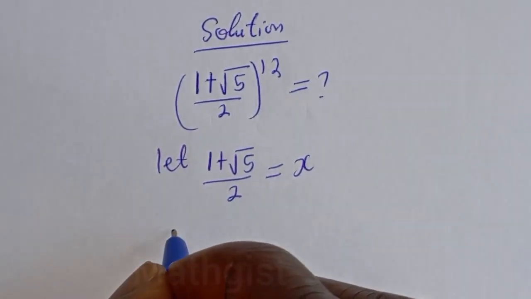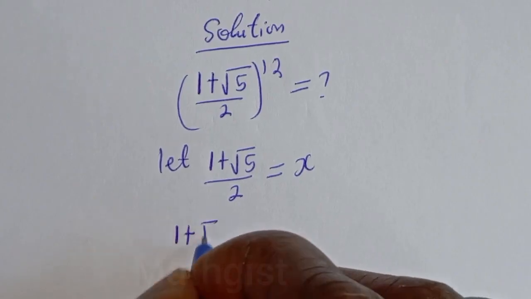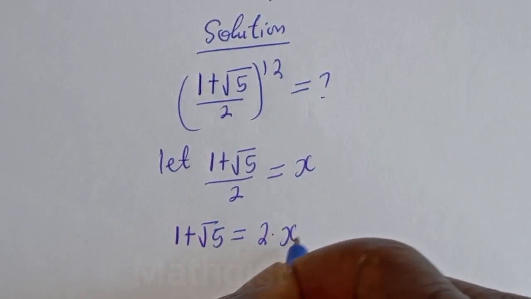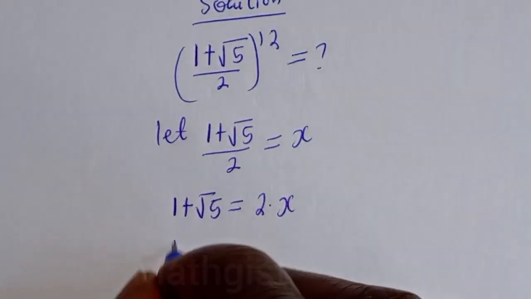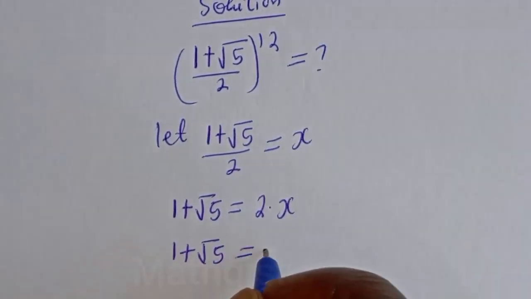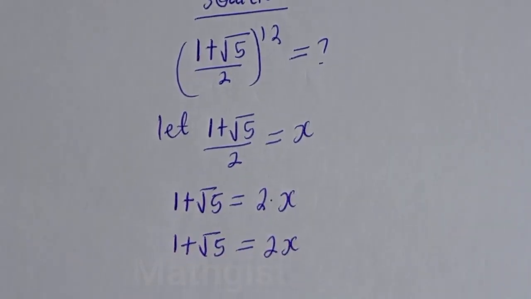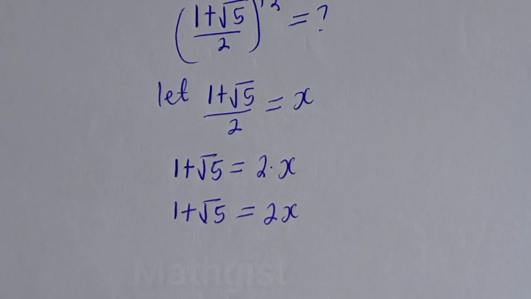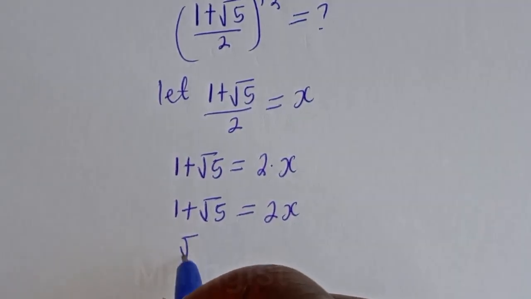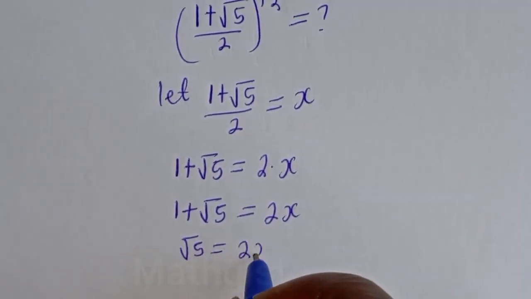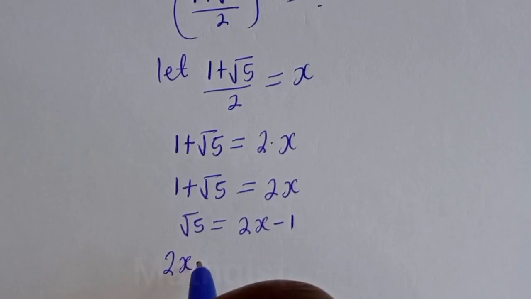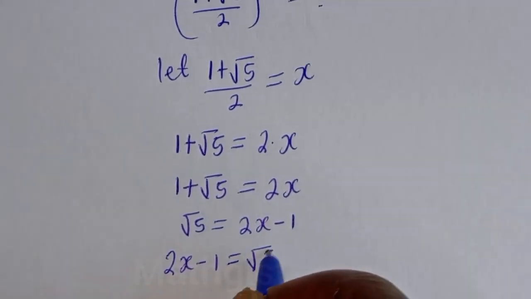Then 1 + √5 will be equal to 2 multiplied by x. Now 1 + √5 will be equal to 2x. From here, √5 will be equal to 2x minus 1. Then let's rearrange: 2x minus 1 is equal to √5.